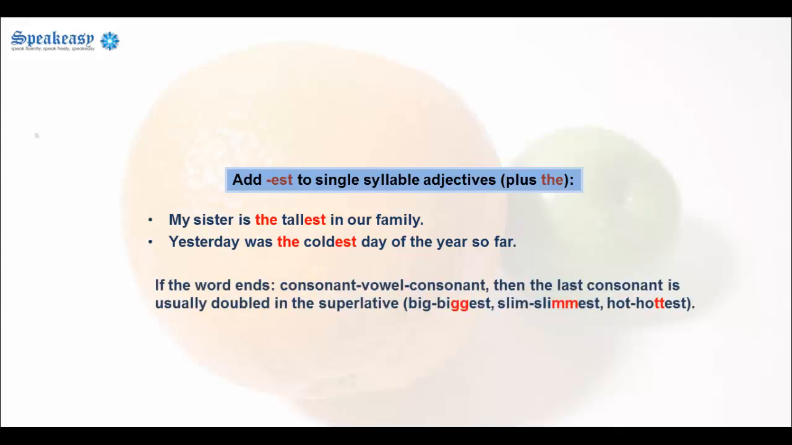If the word ends consonant-vowel-consonant, then the last consonant is usually doubled in the superlative, similar to the comparative. So big becomes biggest, slim becomes slimmest, and hot becomes hottest.